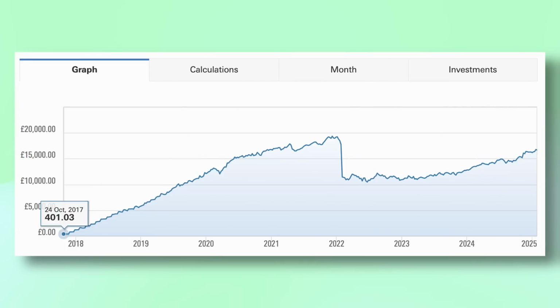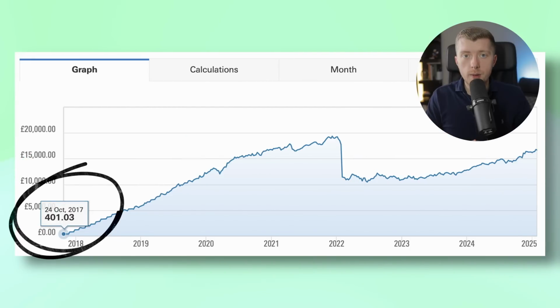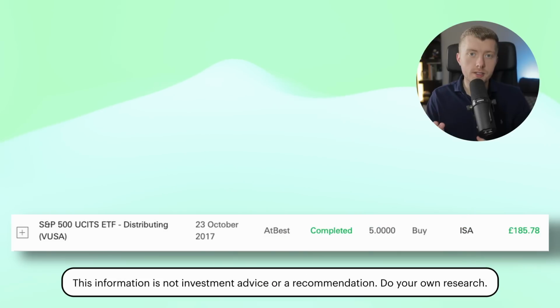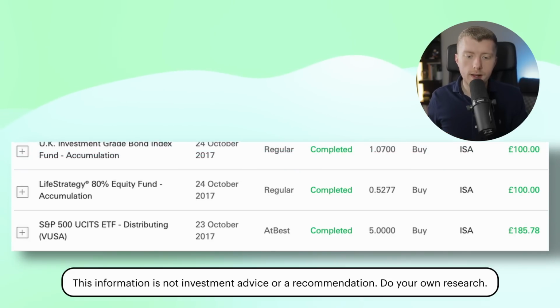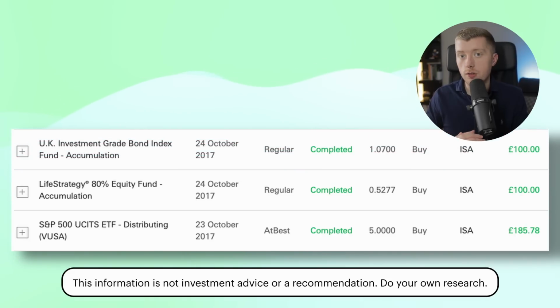And that was largely due to my inexperience at the time, because it was the first time that I'd ever made an investment at all, let alone an investment in the stock market and into my investment portfolio, when I first started out in 2017 with just £400. And from that £400, I'd split it up into 3 areas. I'd put £200 towards an S&P 500 ETF, I'd put £100 towards an 80% equity fund, and then the final £100 into a UK investment grade bond fund.